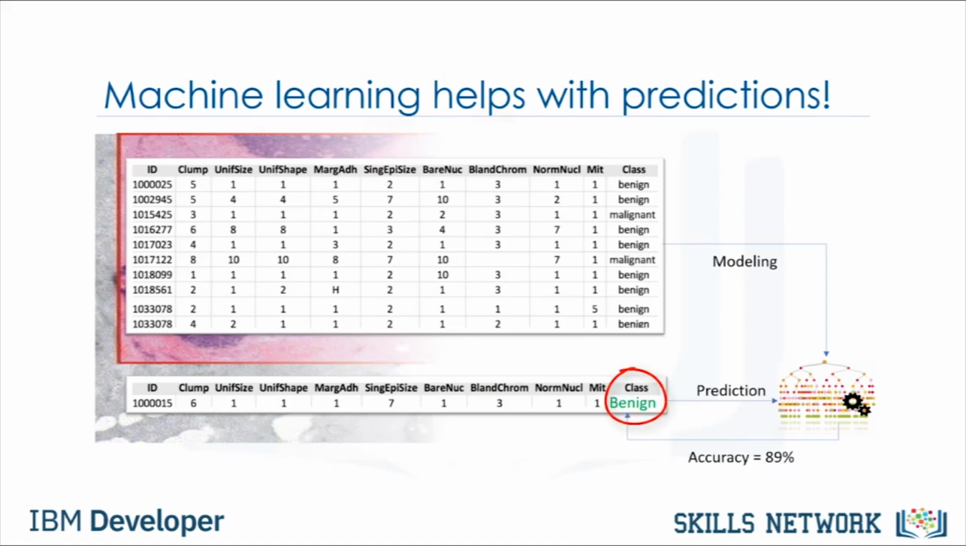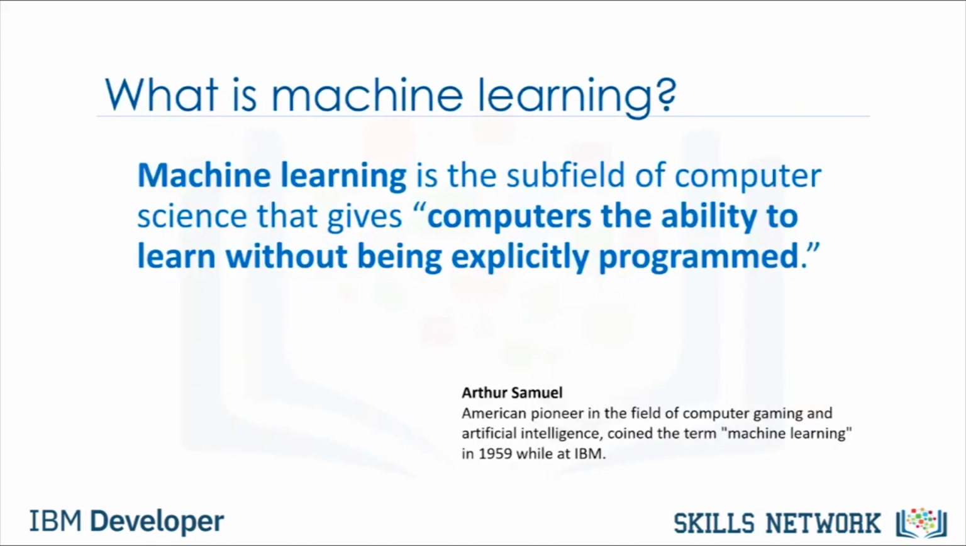This is machine learning. It is the way that a machine learning model can do a doctor's task, or at least help that doctor make the process faster. Now, let me give a formal definition of machine learning. Machine learning is the subfield of computer science that gives computers the ability to learn without being explicitly programmed. Let me explain what I mean when I say without being explicitly programmed.